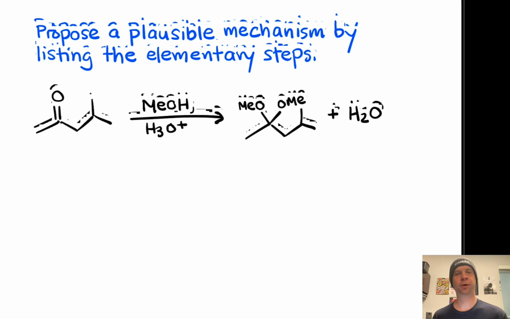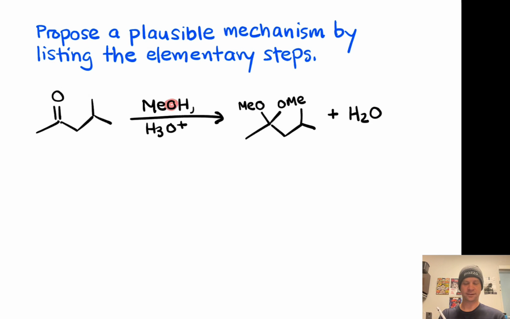Finally, here we're asked to propose a plausible mechanism for this reaction by listing the elementary steps involved. And first, let's just take stock of what we're dealing with here. I've got methanol as a reactant. We're familiar with alcohols as nucleophilic at oxygen, so this has the potential to add to the electrophilic carbonyl carbon. I'm already thinking about steps like nucleophilic addition, since I see that an oxygen-carbon bond needs to be made here between the nucleophilic methanol, actually two molecules of methanol get incorporated, and that electrophilic carbonyl carbon.